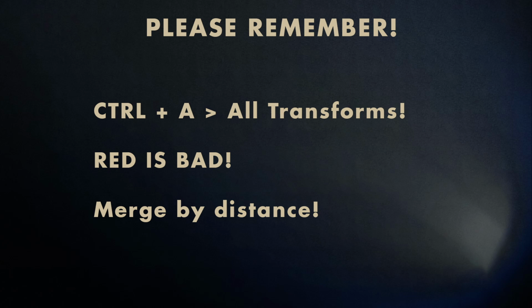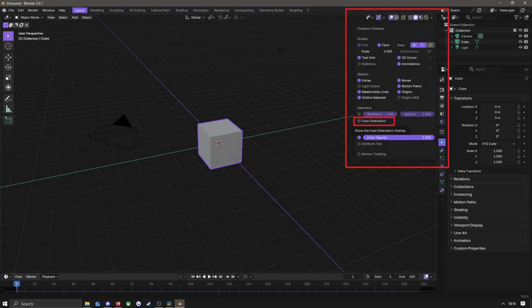Now, before we start anything, you need to remember these important rules, okay? Control A all transforms. If your scales aren't applied, your map will break. Also, red is bad. If you see red faces, check your normals and always merge by distance. And remember to check your faces, enable face orientation.